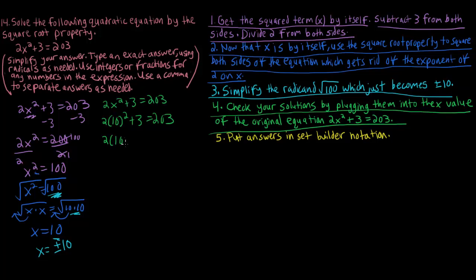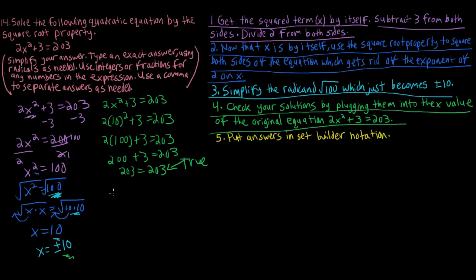2 times 100 plus 3 equals 203. 2 times 100 is 200 plus 3 equals 203. 200 plus 3 is 203 equals 203. This statement's true. Therefore, positive 10 is an answer.